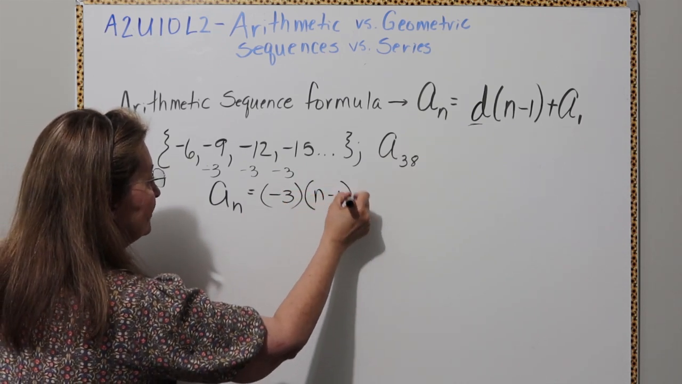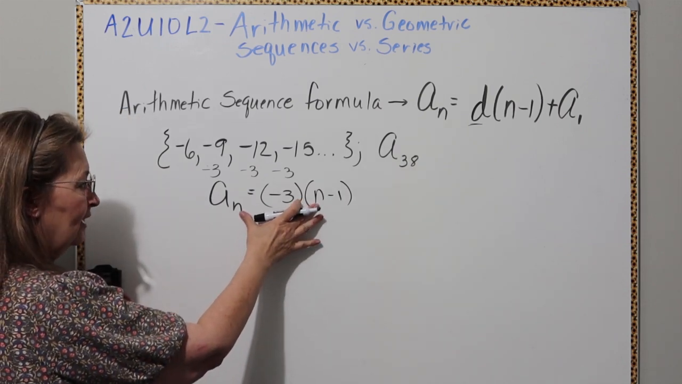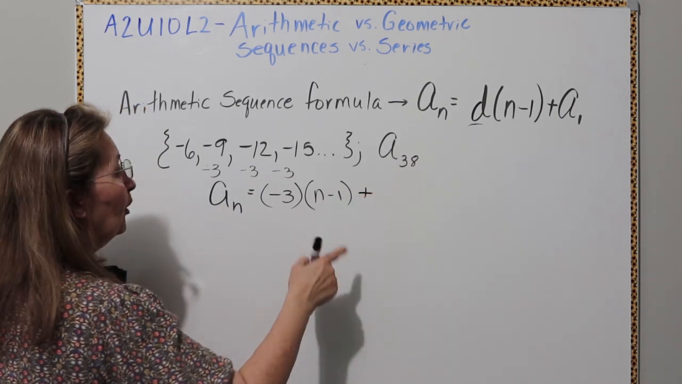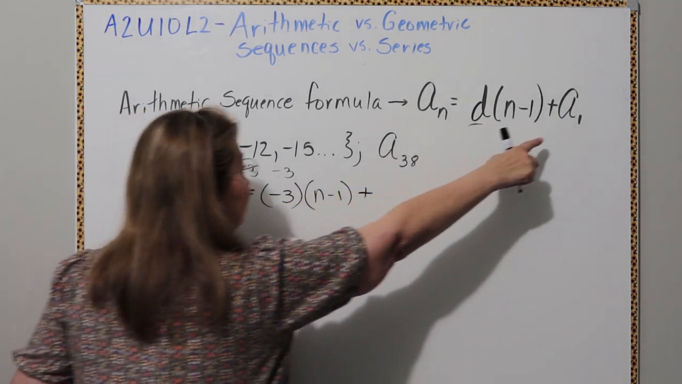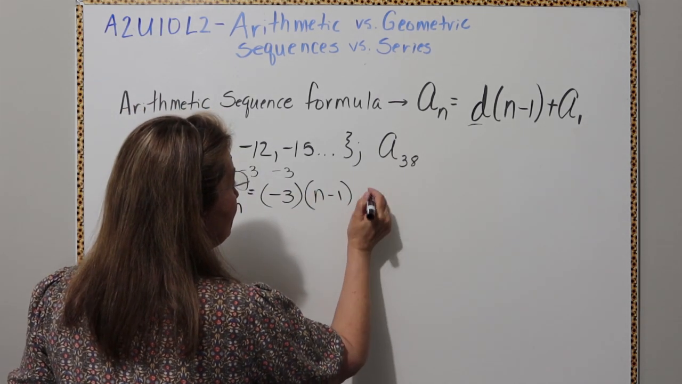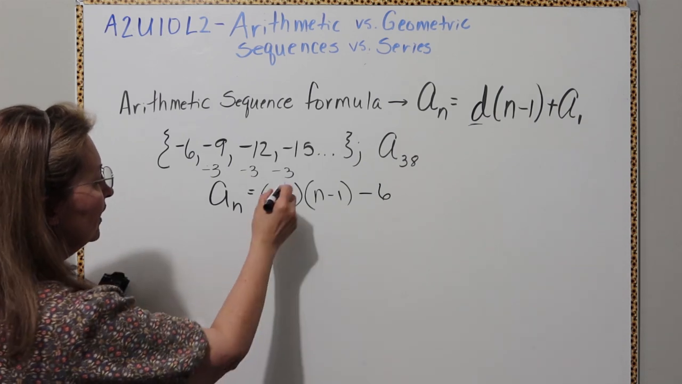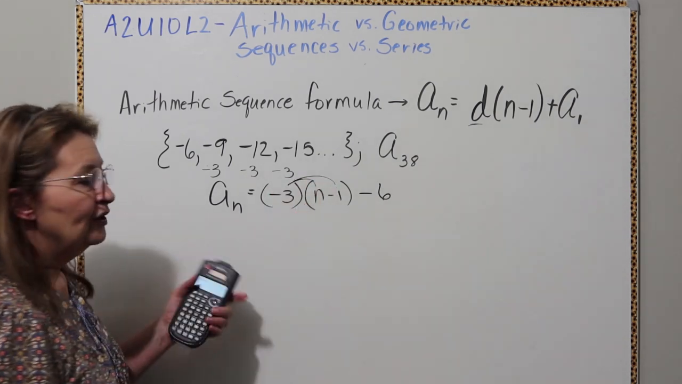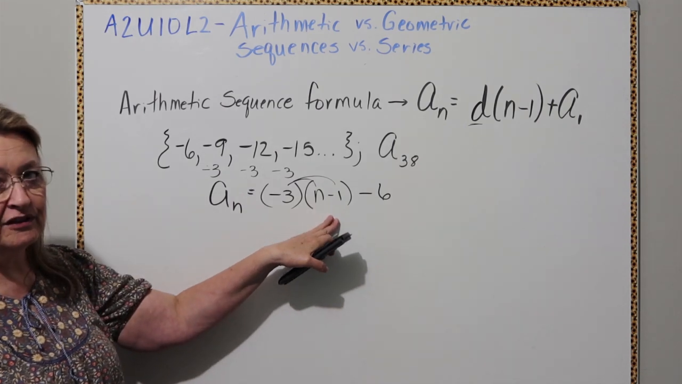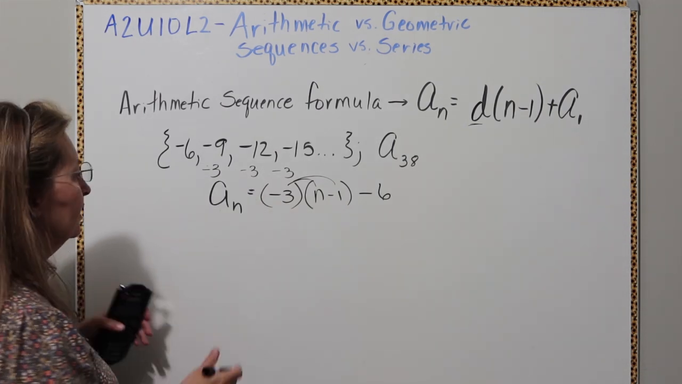n minus 1, since I'm still writing a formula, I'm not putting the term numbers in yet. I just want this to be a formula for any term. Plus, since a_1 in my general rule is always the same, I'm going to put -6. Now, if you want to go ahead and distribute this now, you can, but it'll actually be easier if you leave it in this form, because you can just subtract 1 real quick and then multiply by 3.